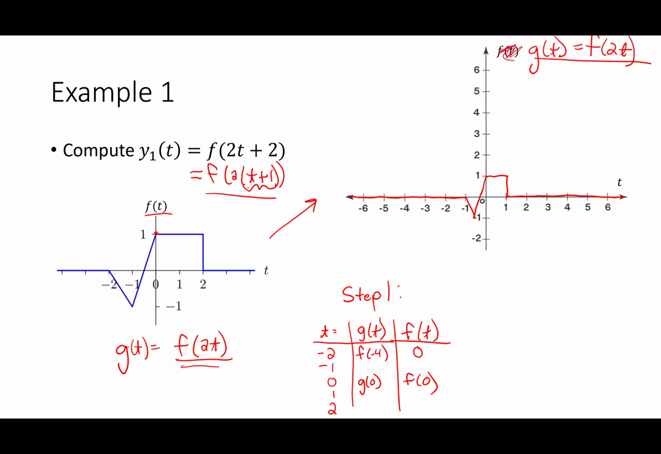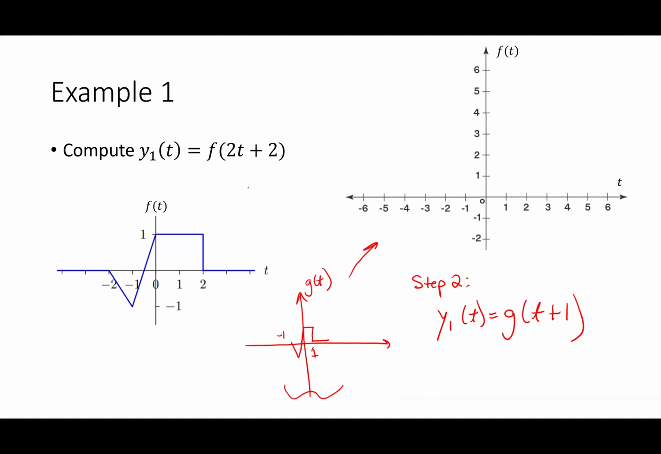Move this to the left by 1. That would be an advance, right? We call it an advance because it's happening earlier. Okay. So this was the original f of t. This was the g of t that I just drew, right? This guy here is f of 2t. Now what I want to do is take this g of t that I just drew and shift it to the left by 1.